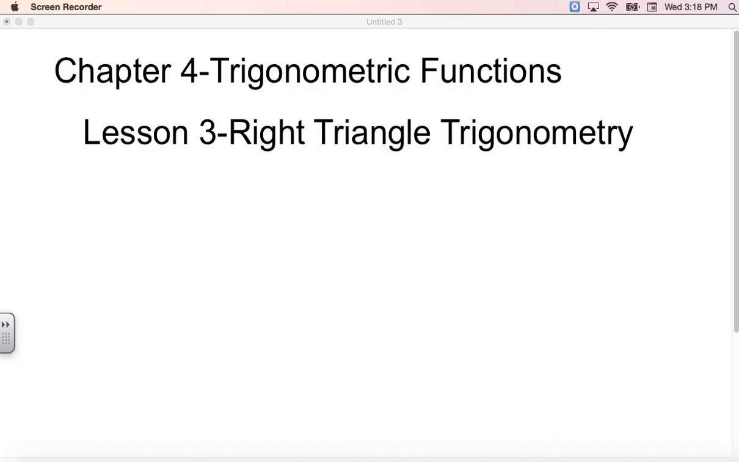So we're going to be looking at more trigonometric functions today, and just how to use trigonometric functions, properties of trigonometric functions, and different real-world applications of them.